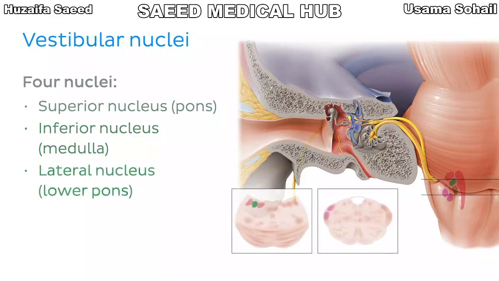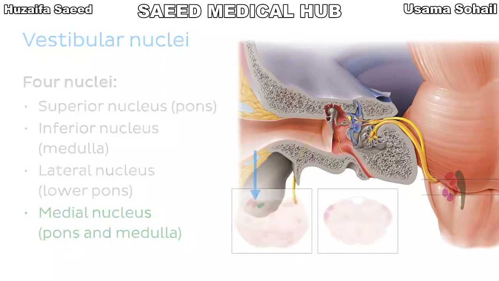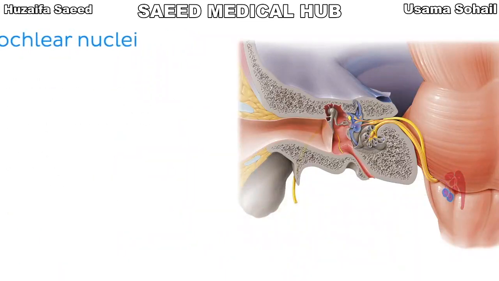The lateral nucleus is the next one, and it's located in the lower pons, and note that it lies next to the superior nucleus, which I'm pointing out with my blue arrow. And finally, we are seeing the medial vestibular nucleus. We can see that this is the largest of the vestibular nuclei, and it extends from the pons to the medulla. And if we have a look at this cross-section, we can see that this nucleus lies medially to the lateral vestibular nucleus. Let's now, of course, have a look at the cochlear nuclei.